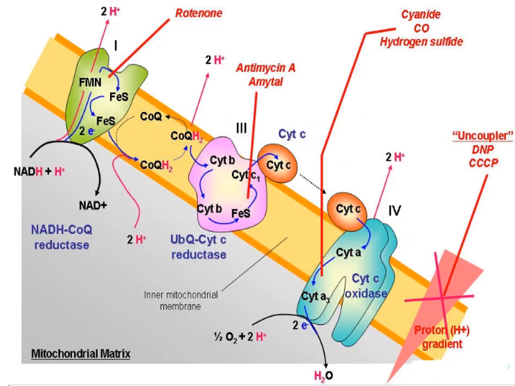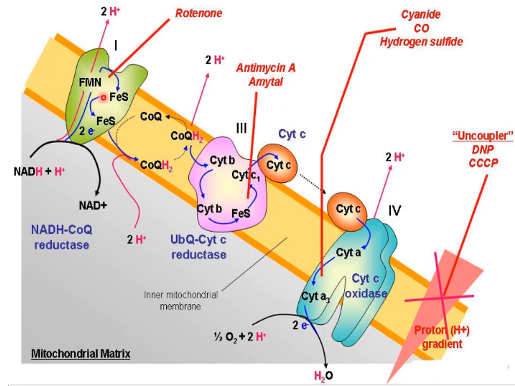This is the picture representation of the complexes which are present in the electron transport chain, and this is the inner membrane of the mitochondria. And here you can see, as I told you earlier, these are the specific inhibitors which inhibit the specific complex for its activity.